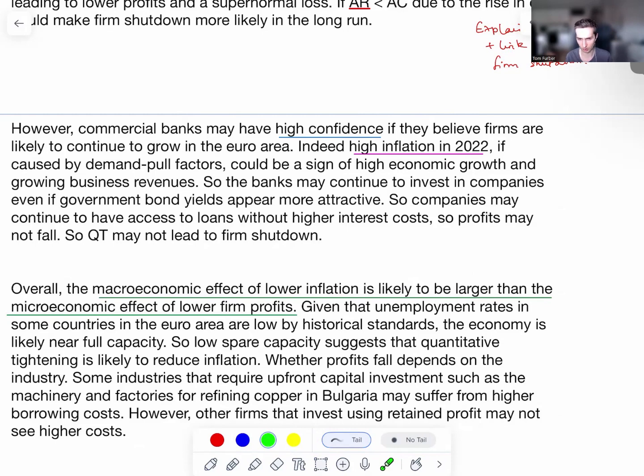So the banks may continue to invest in companies, even if government bond yields appear more attractive. So companies may continue to have access to loans without higher interest costs, so profits may not fall. So quantitative tightening may not lead to firm shutdown. So this confidence point is a typical evaluation point.